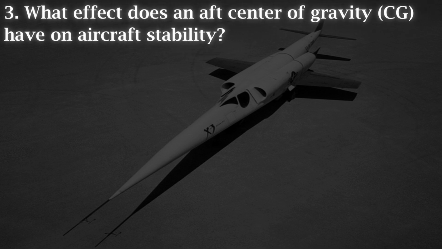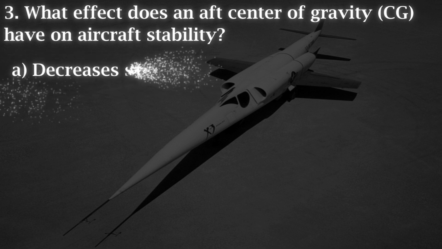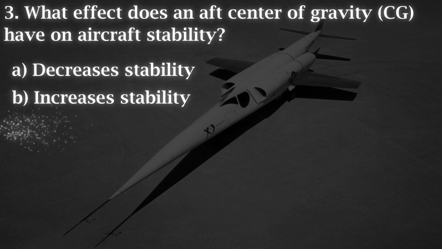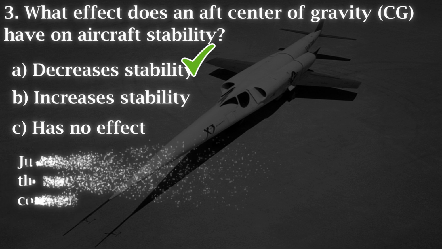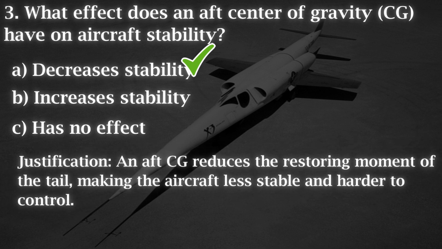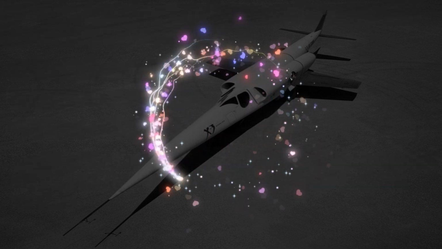Question 3. What effect does an aft center of gravity, CG, have on aircraft stability? A. Increases stability. B. Decreases stability. C. Has no effect. Justification. An aft CG reduces the restoring moment of the tail, making the aircraft less stable and harder to control.